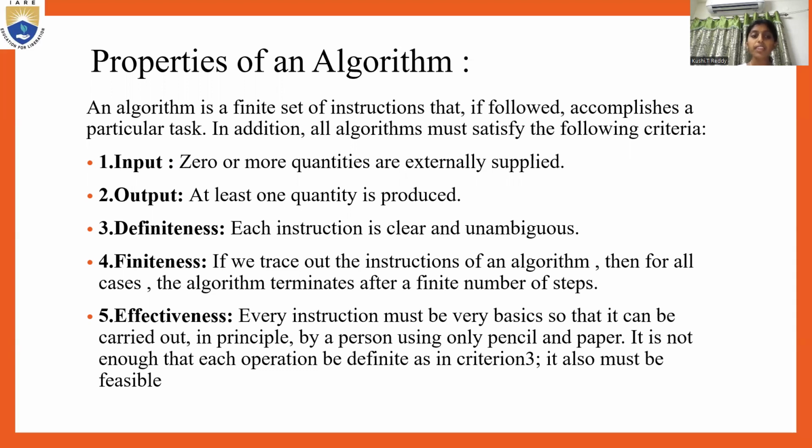number of steps. Effectiveness. Every instruction must be very basic so that it can be carried out in principle by a person using only pencil and paper. It is not enough that each operation be definite as in criteria 3. It also must be feasible. So completely there are 5 properties of an algorithm.